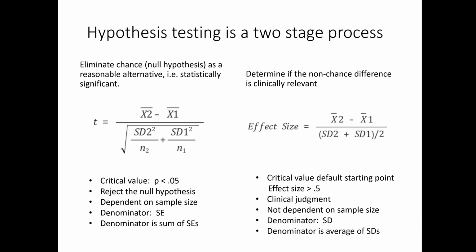If we look at the formula for the t-value, we notice that as n increases, that denominator is going to get smaller, so t gets bigger. So the t-test is dependent on sample size. The effect size is not dependent on sample size. The denominator is in terms of standard errors. The effect size is the denominator is in terms of standard deviations. The denominator in the t-test is considered the standard error of the differences.